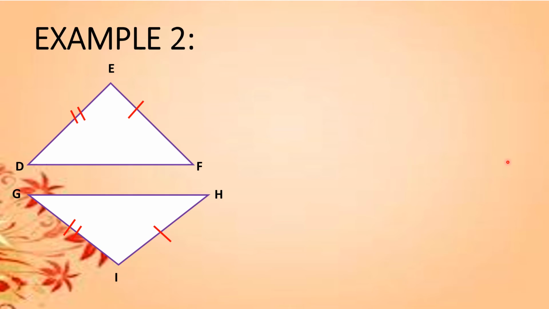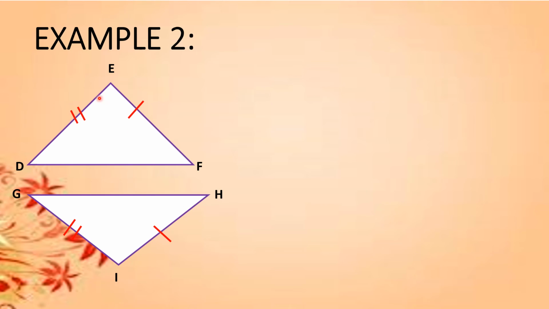Okay, so let's have example number 2. So we have another two triangles. So nag-iba lang yung pwesto or yung kanilang position. No? So we have the first triangle is triangle DEF. Then the second triangle is triangle GHI. So dito, i-figure out natin saan natin ilalagay yung ating included angle. So in this illustration, based dito sa given two sides, you have side DE and EF.